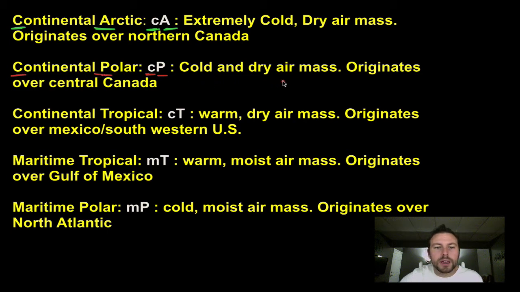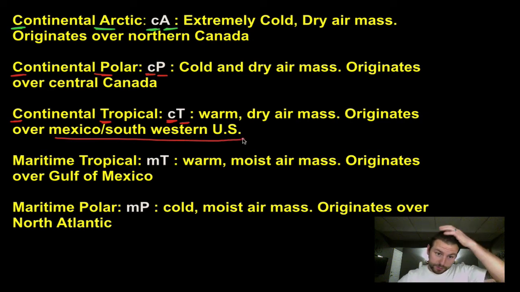Cold, dry air mass coming from central Canada. So the difference between continental polar and continental Arctic is basically how far north it is, or how close to the pole it is. The closer to the pole, the more it gets that Arctic A designation. Continental tropical: cT, lowercase c, capital T. Warm, dry air mass. We're looking at places like Mexico, southwestern United States. Okay, remember, continental is coming from land, and tropical is southern, the lower latitudes.